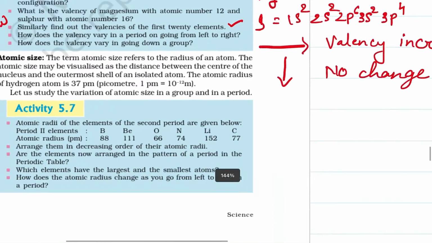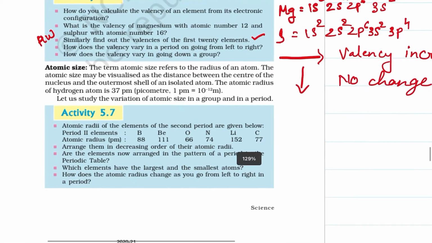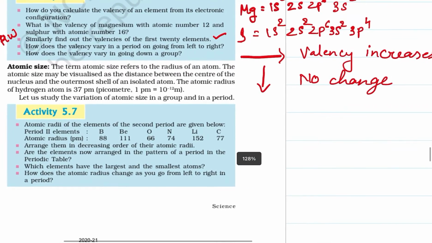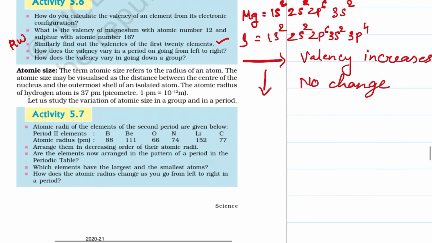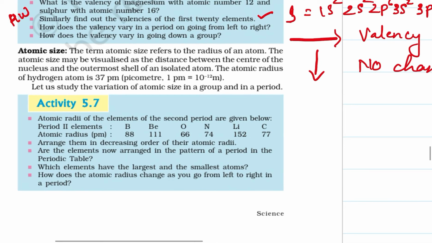Now what happens to the atomic size? The term atomic size refers to the radius of an atom. The atomic size may be visualized as the distance between the center of the nucleus and the outermost shell of an isolated atom. The atomic radius of a hydrogen atom is 37 pm, picometer. 1 picometer is 10 raised to minus 12 meters.